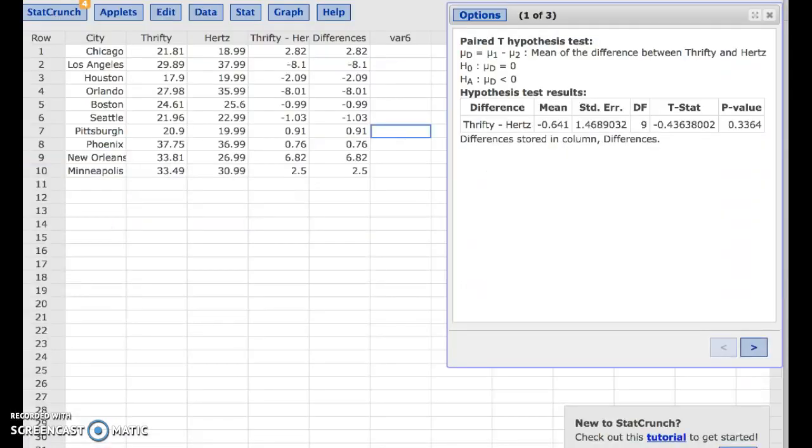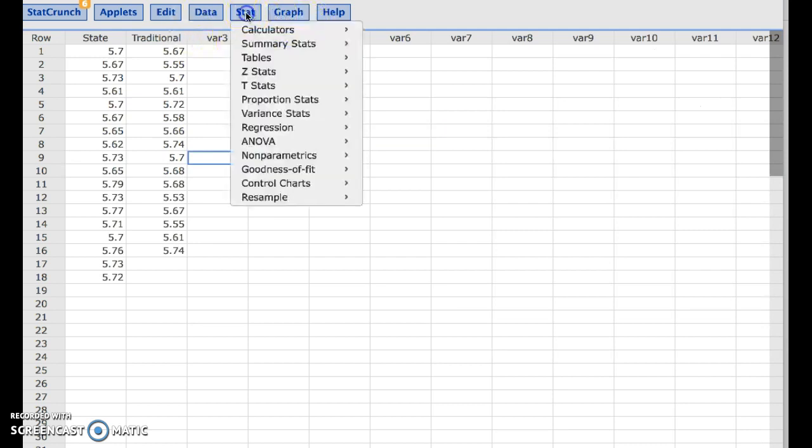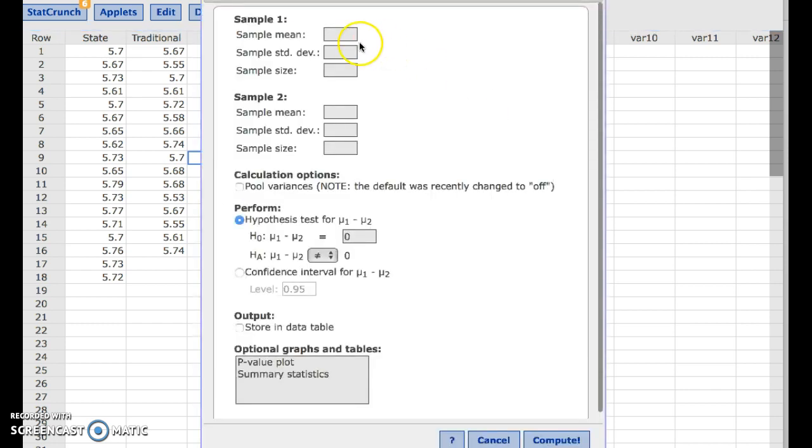This is not a problem in StatCrunch. Another page pulled up here. But if you go into your StatCrunch, into your T-Stats, you do have a 2 sample with summary. And for the summary, they will ask you for those 3 pieces: mean, standard deviation, and sample size. Again, if you have your summary, you still want to leave this box unchecked, and everything else is the same.